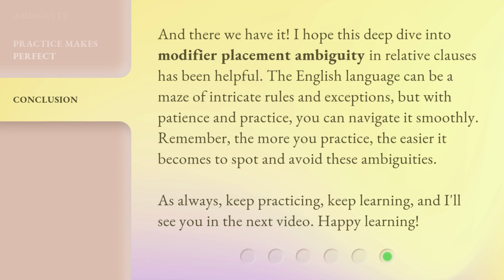And there we have it. I hope this deep dive into modifier placement ambiguity in relative clauses has been helpful. The English language can be a maze of intricate rules and exceptions, but with patience and practice, you can navigate it smoothly. Remember, the more you practice, the easier it becomes to spot and avoid these ambiguities.